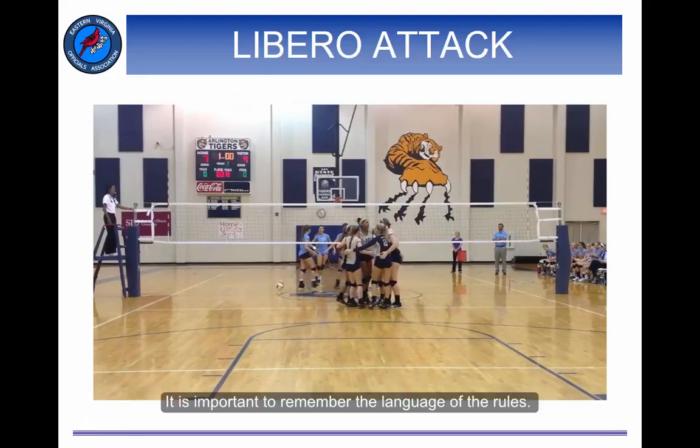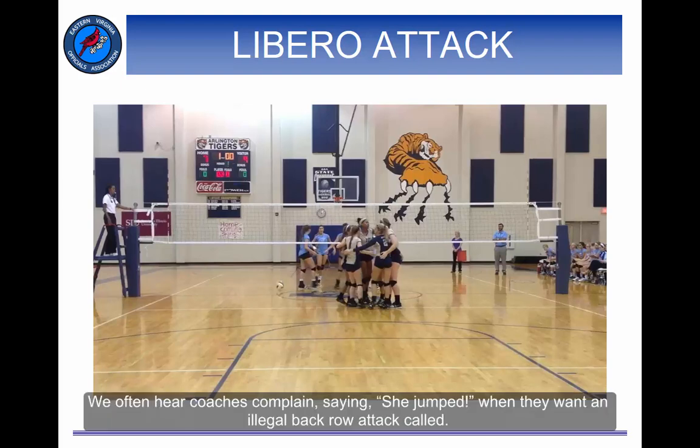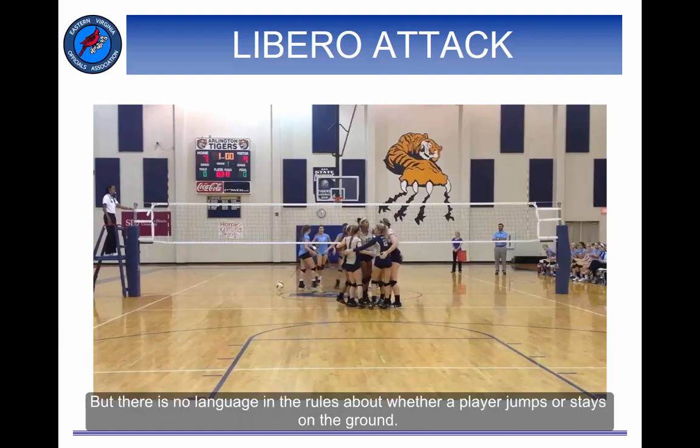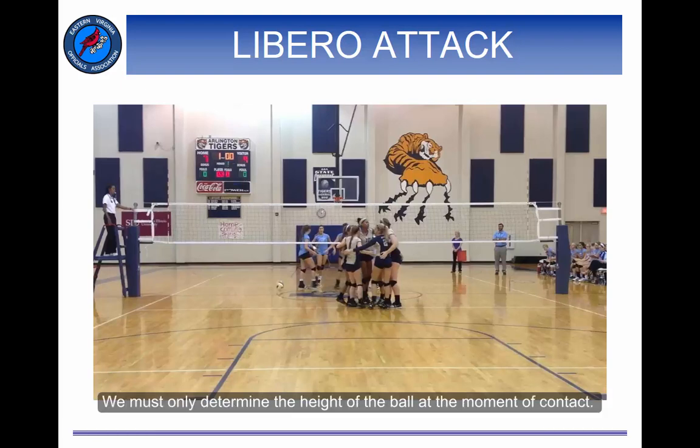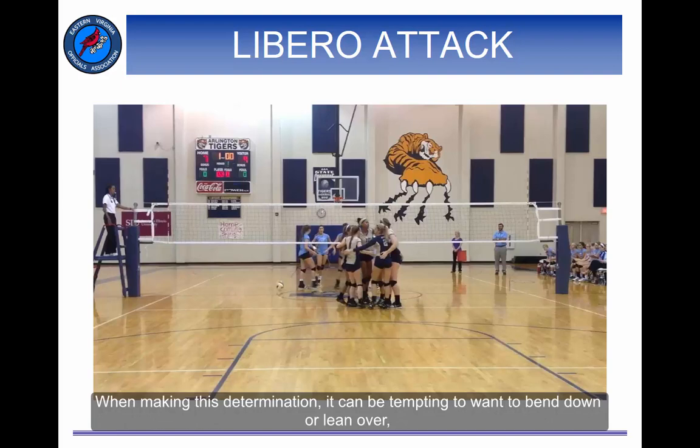It is important to remember the language of the rules. We often hear coaches complain saying, "She jumped," when they want an illegal back row attack called. But there is no language in the rules about whether a player jumps or stays on the ground. We must only determine the height of the ball at the moment of contact. This can be a difficult judgment when a player is very far from the net. When making this determination, it can be tempting to want to bend down or lean over, but stay upright as the R1 and remember to watch the player's contact first and foremost.